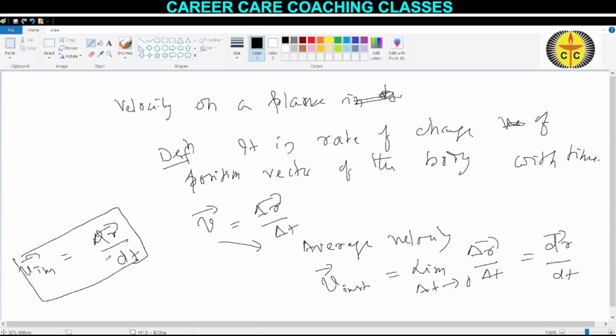So there are two terms here, average velocity and instantaneous velocity. Okay, this much for today, and we'll continue this class in the next.